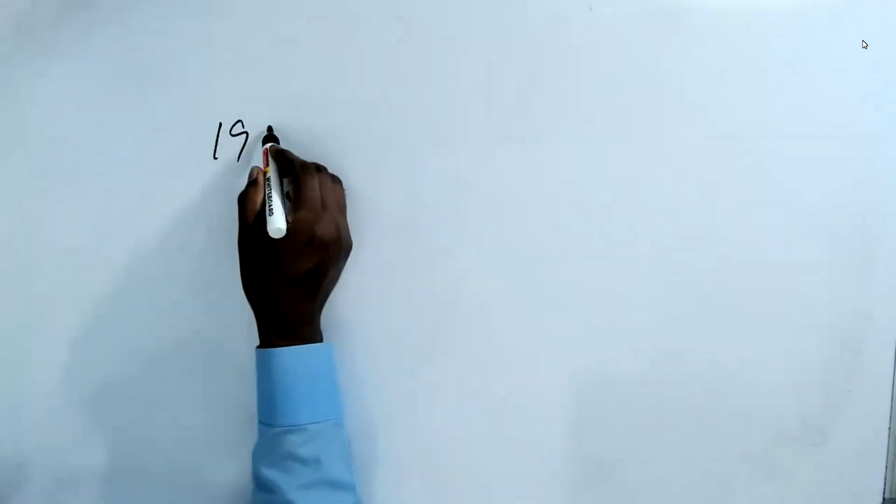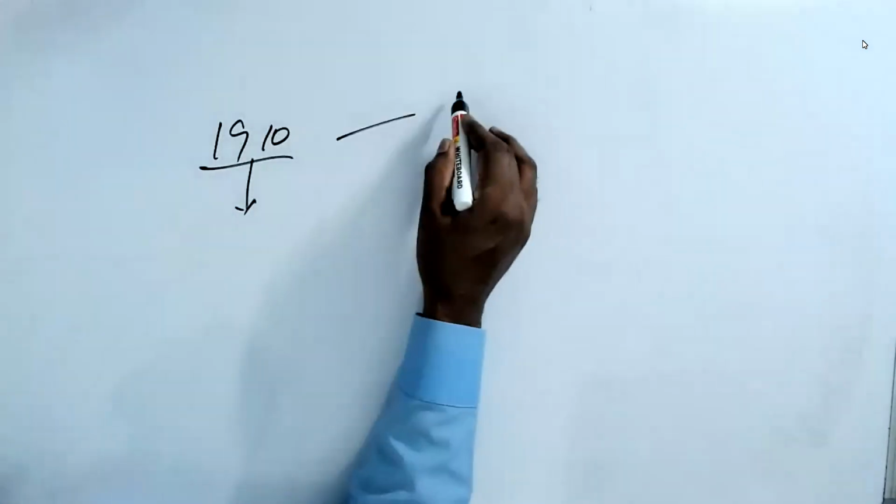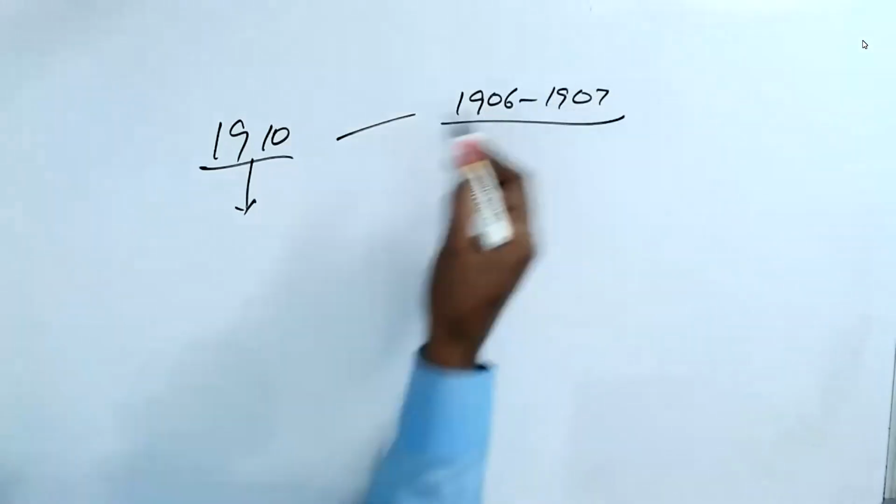So this was a grand success. 1910 is the year they realized it, even though in 1906 and 07, Lee de Forest found the triode.